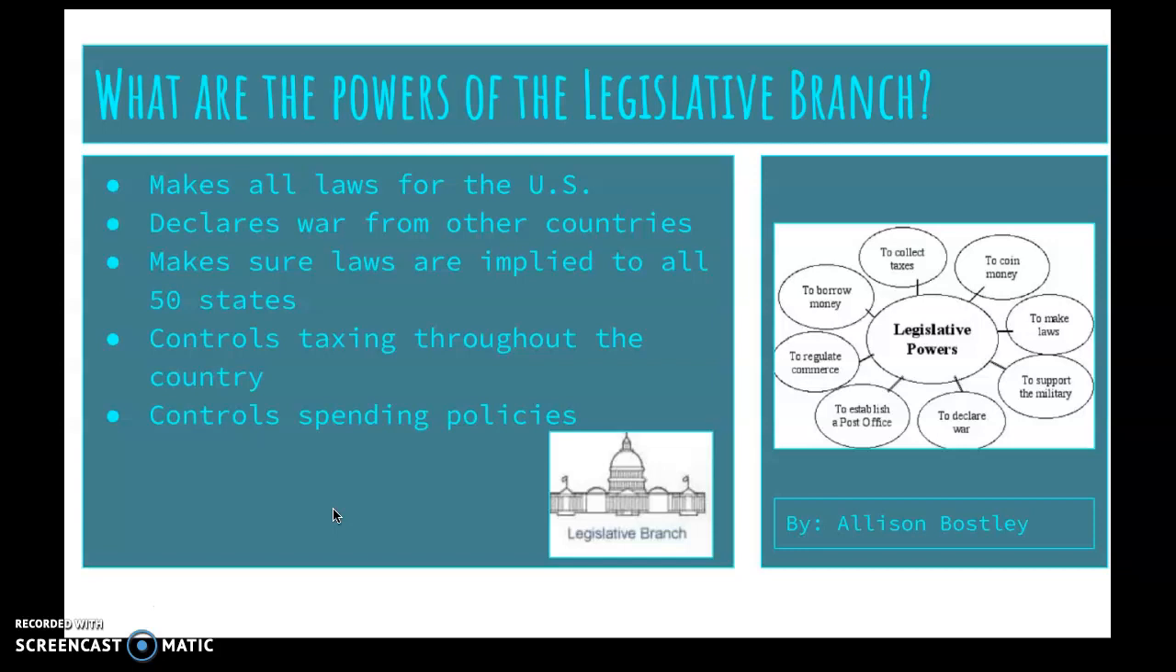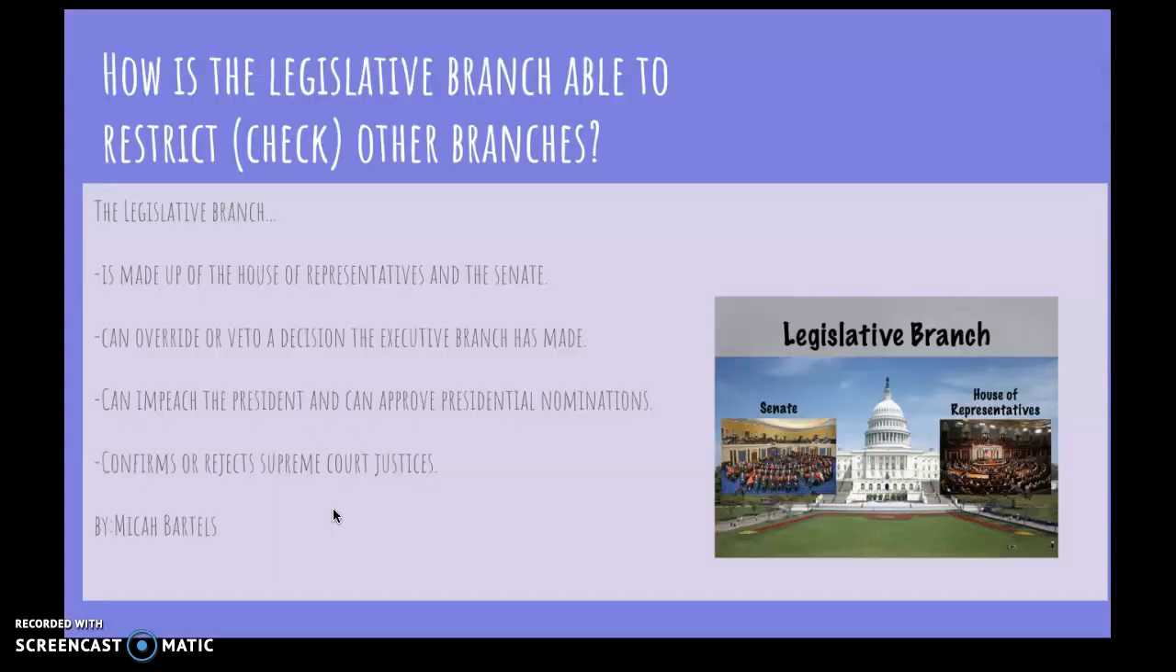I think that's a good chunk there. The legislative branch can also restrict other branches. So they can override a decision of the executive branch. They can override a decision by the president to do something. If the president decides that something's not going to be a law, they can decide to overturn that. They need two-thirds of the legislative branch to vote in favor of it, but they can overturn it.